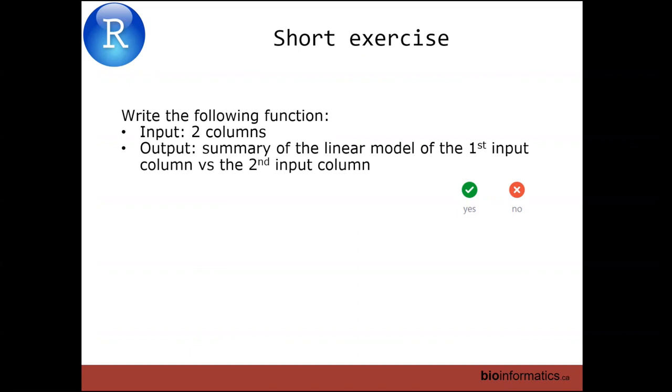Okay, so for anyone who needs a hint here, the function is going to take two variables. So you define two variables. If you go back to the anatomy of a function, the arguments that you're defining in the parentheses, you'll need two arguments, right? So define two arguments, then within the curly brackets, run your linear model and output the summary. So just two lines.